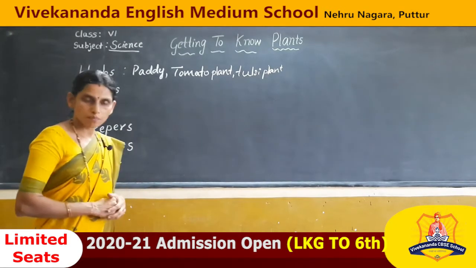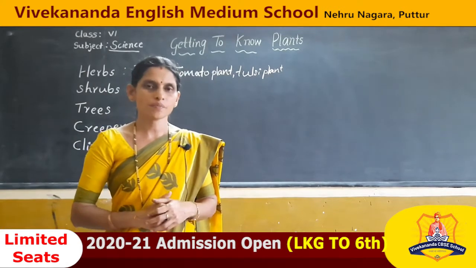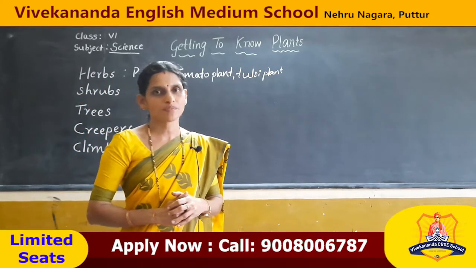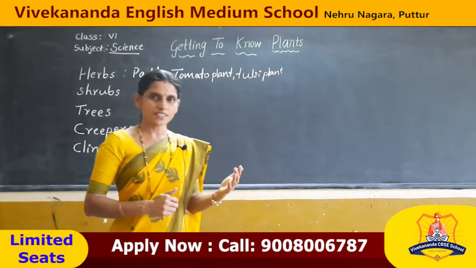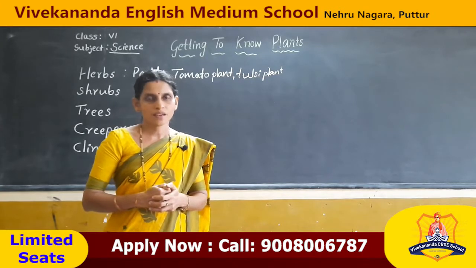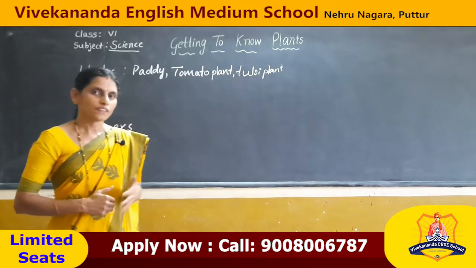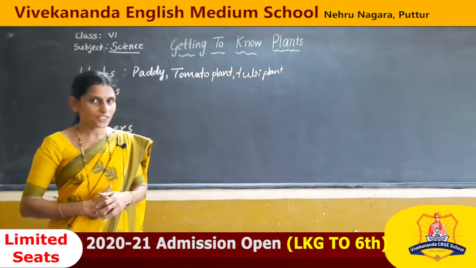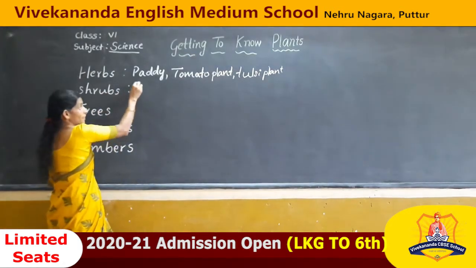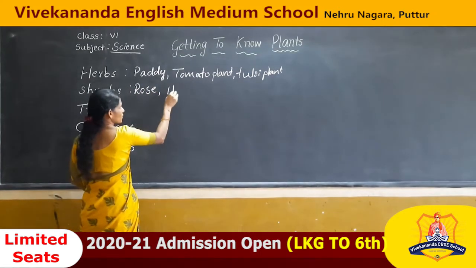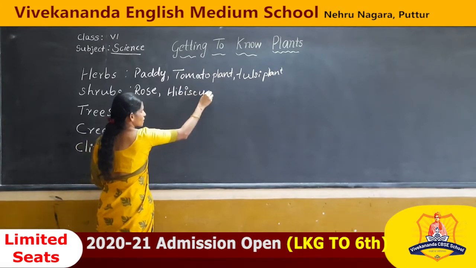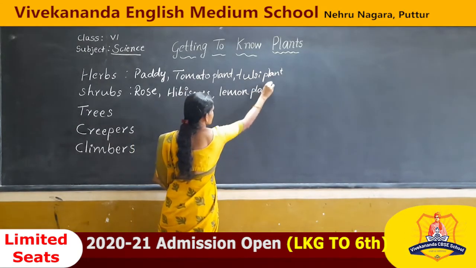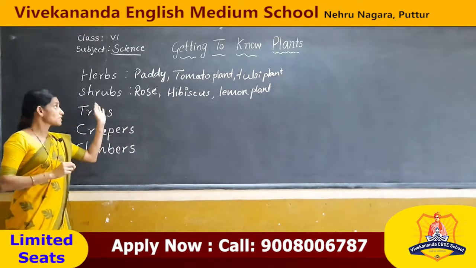Next group is a shrub. What is a shrub? Some plants have hard, woody and thin stems. These are called shrubs. Shrubs are nothing but bushes, and these plants have branches, and the branches develop from the base of the stem. The plants with hard, woody and thin stems are called shrubs. Can you give some examples for this? Yes, plants like rose plant, hibiscus plant and lemon plant are the examples for shrubs.